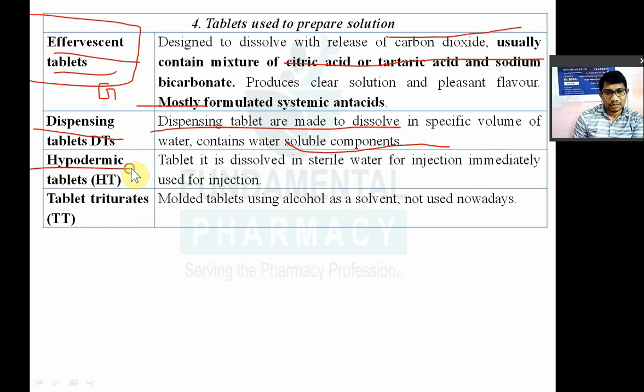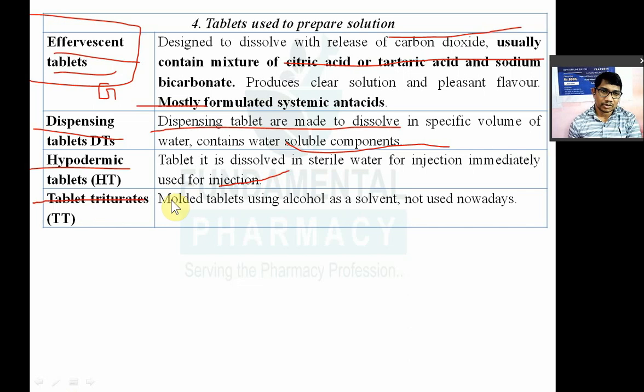Hypodermic tablet. मोस्टली इसके ऊपर बहुत कंफ्यूजन होता है. This is not a tablet inserted into the skin. हाइपोडर्मिक टैबलेट का मतलब ये नहीं कि स्किन के नीचे इंसर्ट करना है. Hypodermic tablet is a tablet which is dissolved in sterile water for injection immediately after preparation of solution. Again, dispensing tablets are meant to prepare a solution in a specific volume of water. Hypodermic tablets are meant to make a solution in sterile water for injection. याद रखना. इसके ऊपर क्वेश्चन आता है. Now it is no more used.